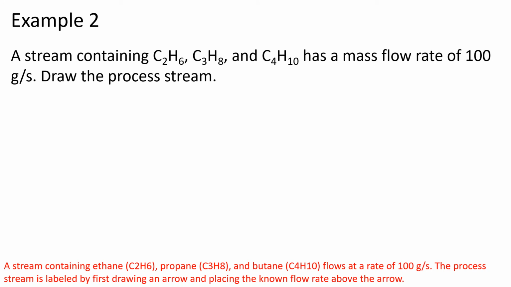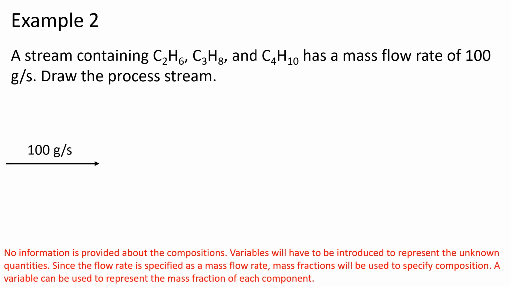A stream containing ethane, C2H6, propane, C3H8, and butane, C4H10, flows at a rate of 100 grams per second. The process stream is labeled by first drawing an arrow and placing the known flow rate above the arrow. No information is provided about the compositions.